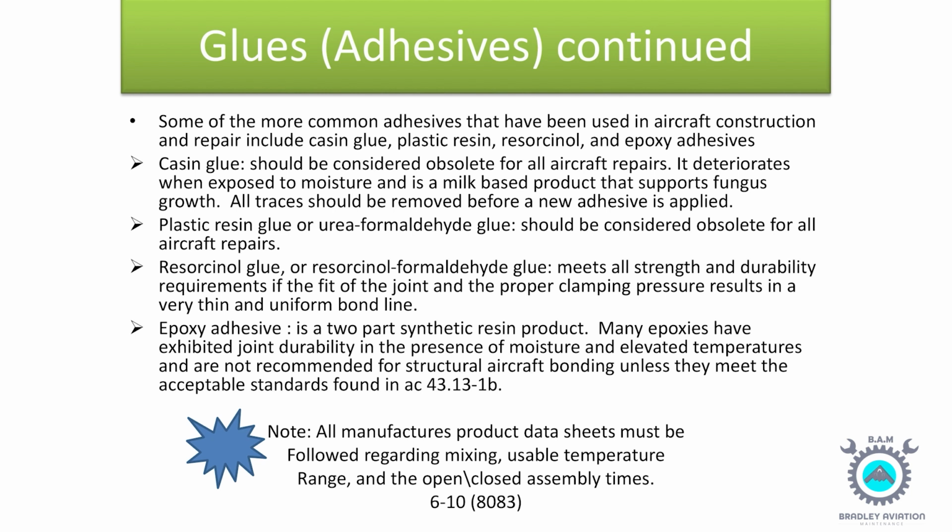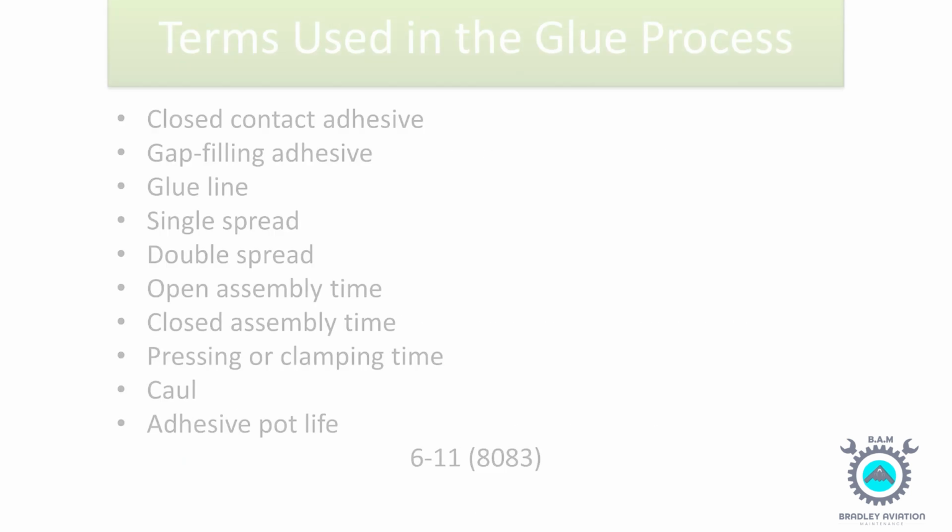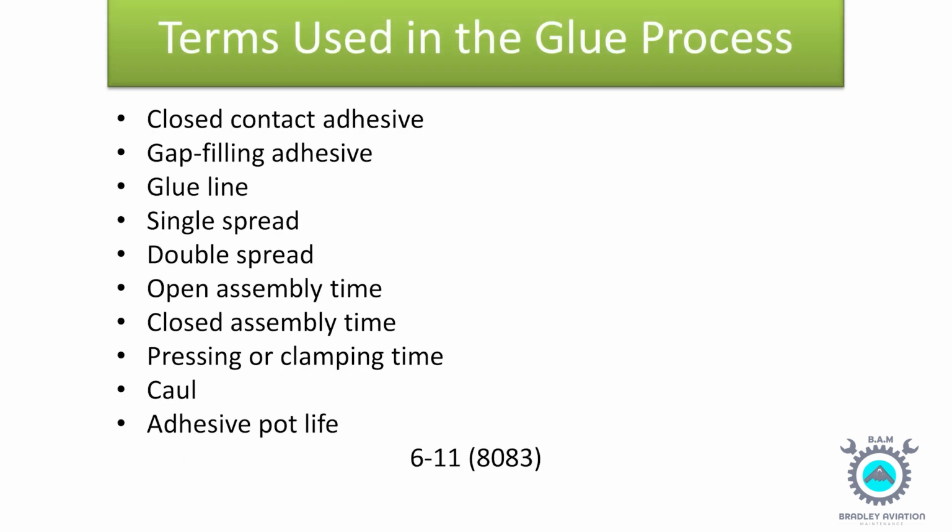6-80. Terms used in the glue process: close contact adhesive, gap-filling adhesive, glue line, single spread, double spread, open assembly time, closed assembly time, pressing or clamping time, adhesive pot life.